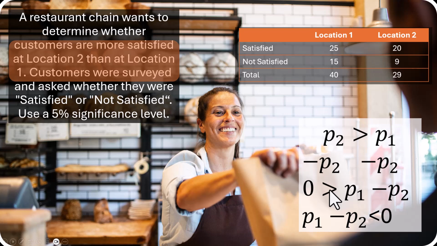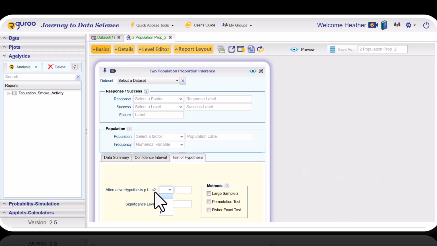One way to think about that is if I said, I'm younger than you, that means that you're older than me, right? So if I say 0 is greater than this stuff, then that means that this stuff is less than 0. So now we can select P1 minus P2 is less than 0. The significance level is already there, and I want to do a large sample Z. I'm pretty sure that if I hit this I button, it's going to give me an error message, but let's just see what happens.